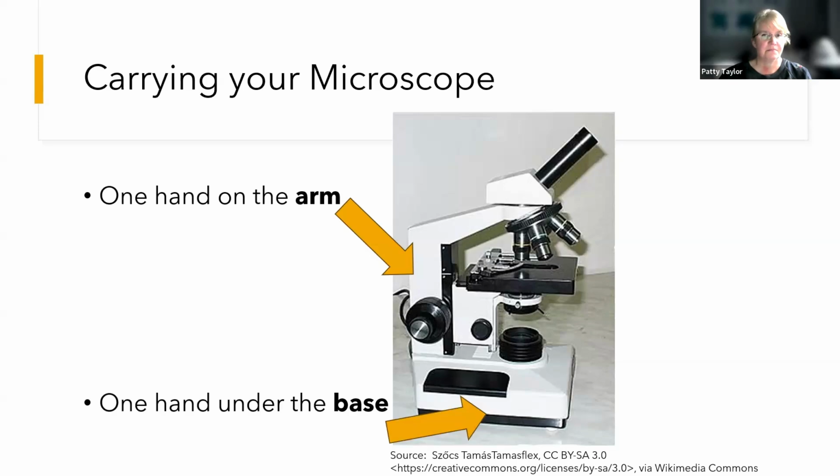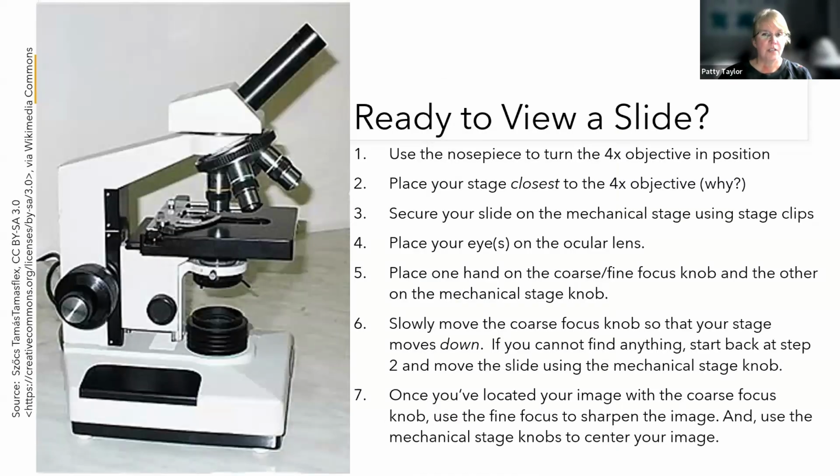When you're ready to view your slide, we recommend starting with the lowest magnification objective lens. So I would position, using your nose piece, the 4x objective in place. Now, I would crank the stage using the coarse focus knob all the way up closest to your 4x objective. Why do that? Because you're going to put your eye on that ocular lens and you're going to use your hand on the coarse focus knob to turn that stage and move it down.